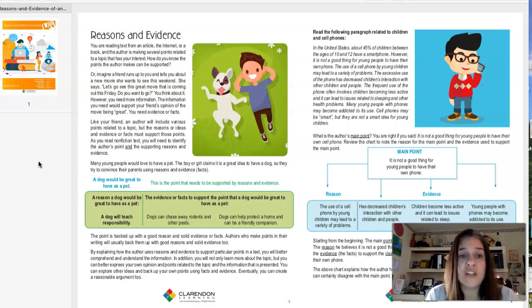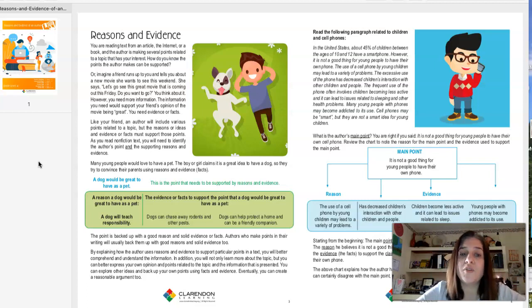Or imagine a friend runs up to you and tells you about a new movie she wants to see this weekend. She says, "Hey, let's go see this great movie that's coming out Friday. Do you want to go?" You think about it. However, you need more information. The information you need would support your friend's opinion of the movie being great. You need evidence or facts.